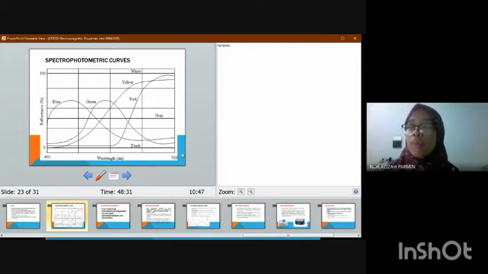That's why we need to add on. Tapi kalau kita letak buffer, kita dah dilutekan dia. Kalau boleh, dalam bentuk yang dia still color yang sama. The concentrate one. Okay?